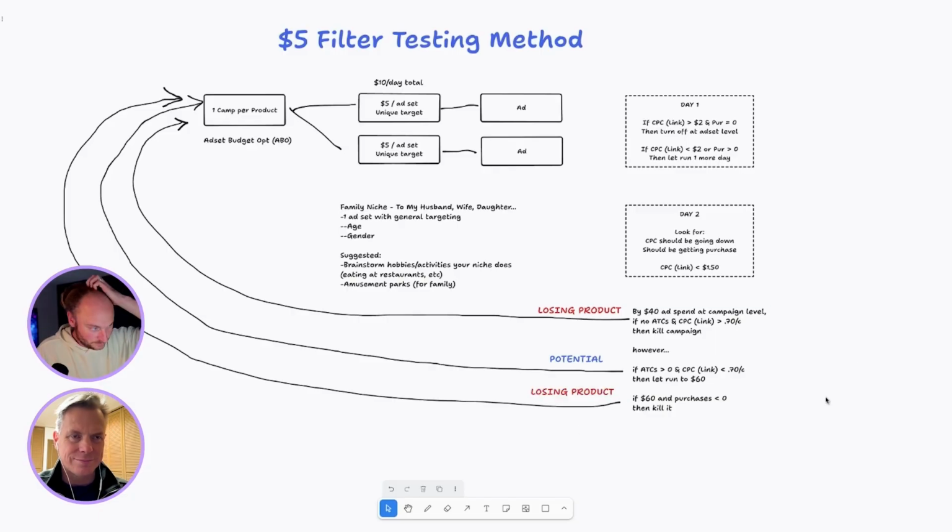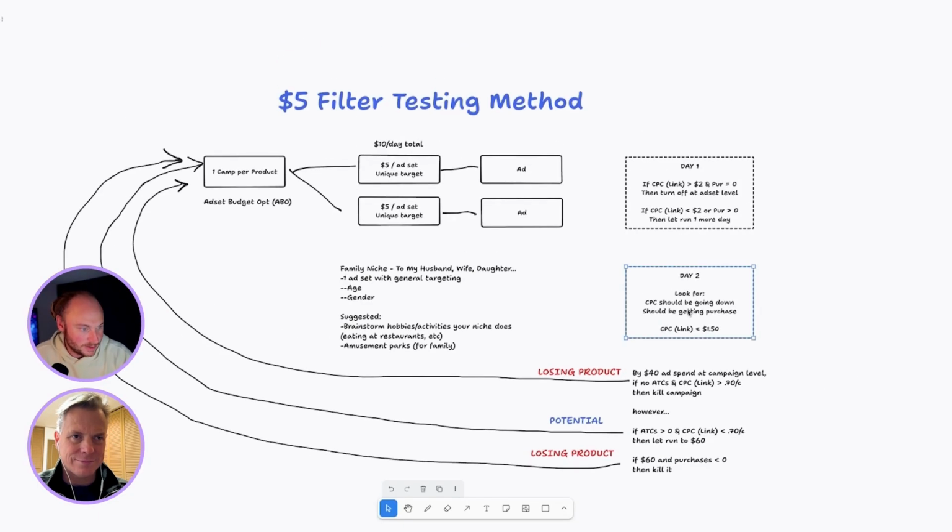Okay, so there, I think I got that. So there are your rules, and this is really day 2 through. I don't want to put a day on it, but it's like day 2 through $40 in spend, something like that.